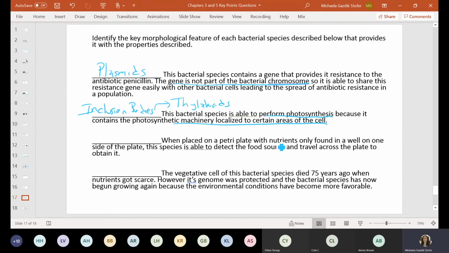We're placed on a petri dish with nutrients found in oil on one side, and the species can detect it and travel across the plate to get it. The key part of this is we're traveling. And what structure was involved in traveling for the microbes?